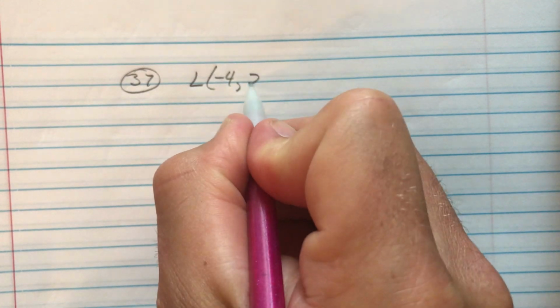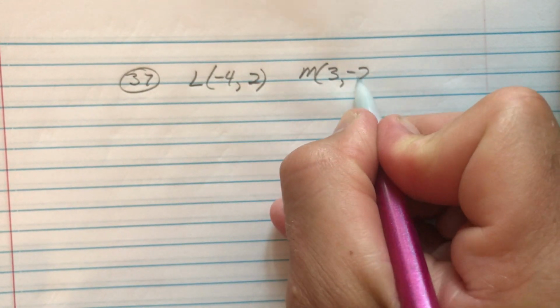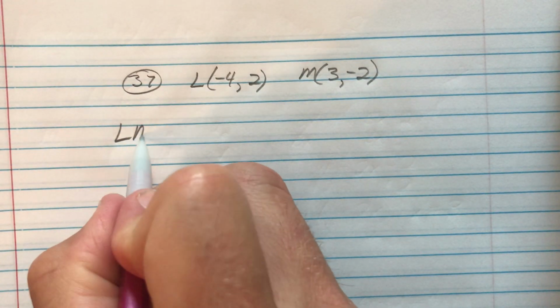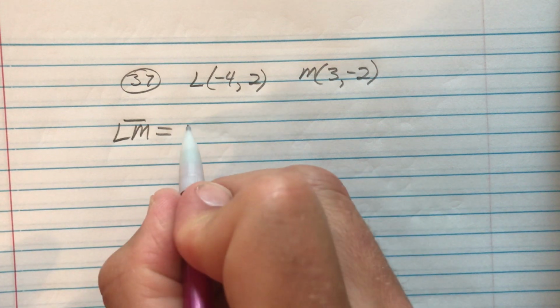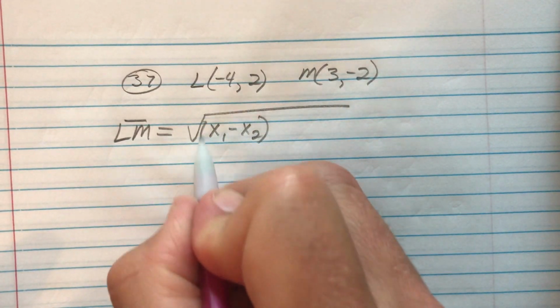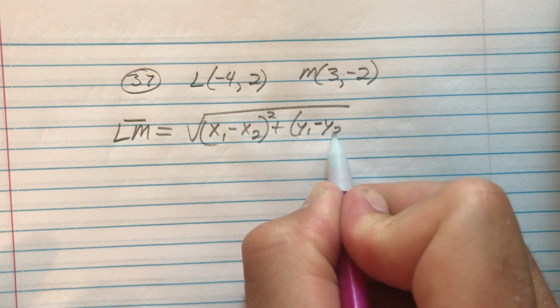And then the final question, number 37, has the points L and M. We want to use the Pythagorean theorem and the distance formula to find the length of LM. So first, the distance formula. You subtract your x's, square them, and add it to the same thing with the y's.